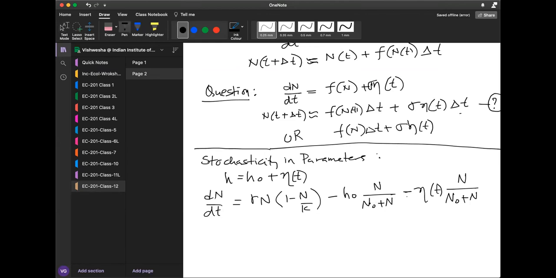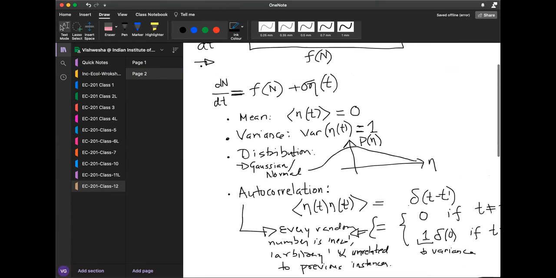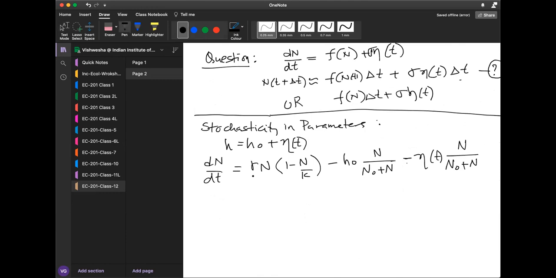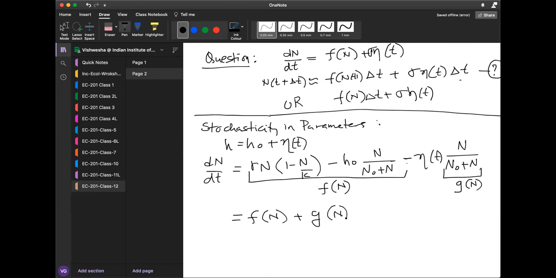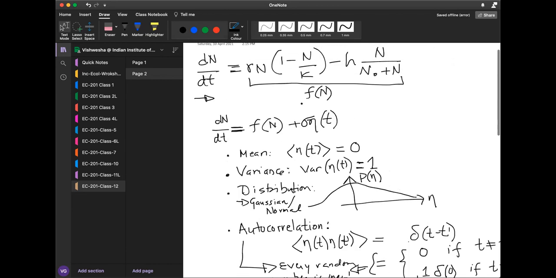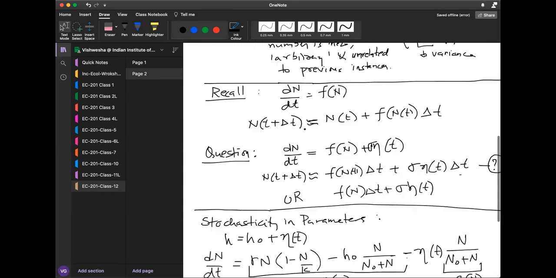So this is very interesting, right? Why is this interesting, in contrast to this approach? In this approach, we just added noise to the overall growth function. So let's call this entire thing f of n. Let's call this g of n. Then this is of this form. This is in contrast to the approach by Pranav's group, where they added a random noise term directly to f of n with some variance. So what is the difference between the two?